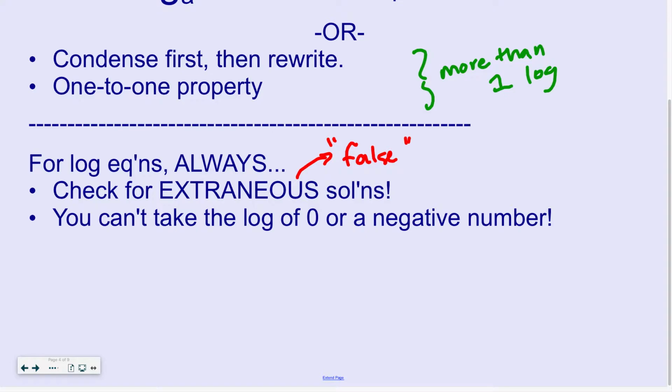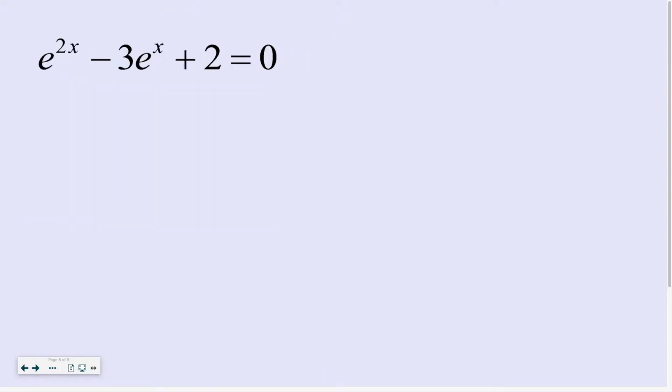So if your solution would ask you to do that, then you would mark that solution extraneous. Okay, let's look at some examples. e to the 2x minus 3e to the x plus 2 equals 0.